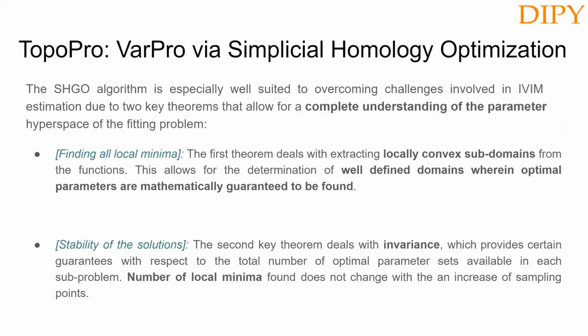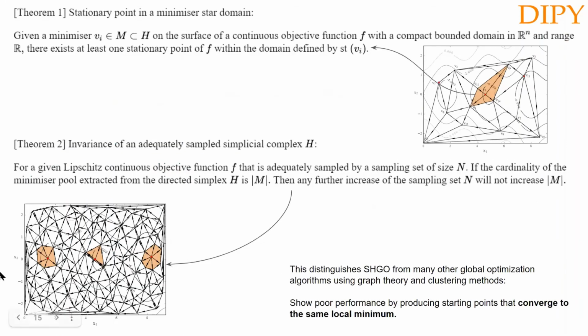SHGO works via two key theorems. One is that it finds all local minima that I've shown in the previous slide. And second is that it has stability. So basically, you won't get stochastic solutions every time you run the algorithm. You will always converge to the same minimum. These are the two theorems. I don't want to get into them right now, but if you're interested, you can pause the slide here and read them out. Essentially, one says that it is a guarantee on where the minima is.